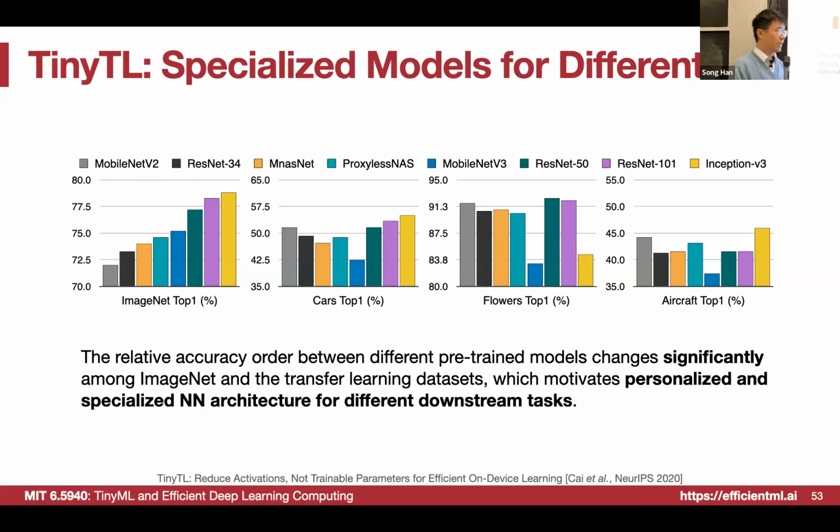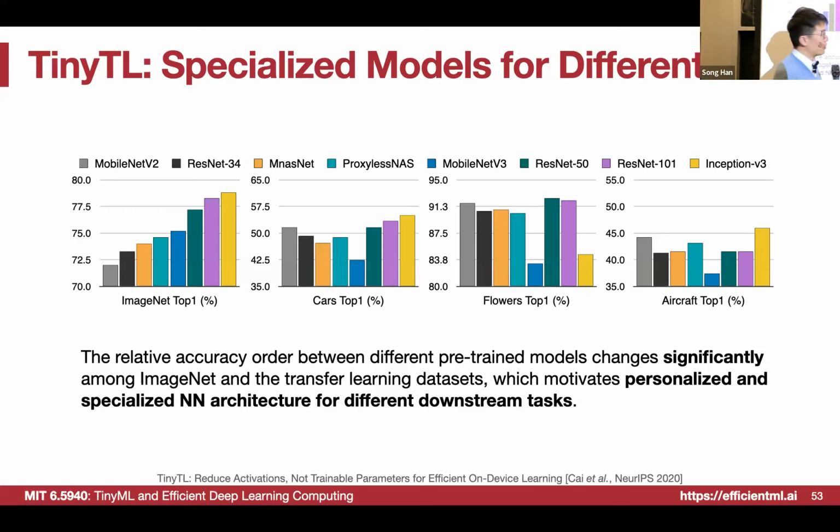Another interesting finding is that a model that performs well on ImageNet may not perform well on a downstream task. For example, this shows the accuracy of MobileNet v2, Inception v3, and everything together. The relative accuracy ranking is actually different. For example, Inception v3 has pretty good accuracy on ImageNet, but Inception v3 may not be the best performing model on the flowers dataset.